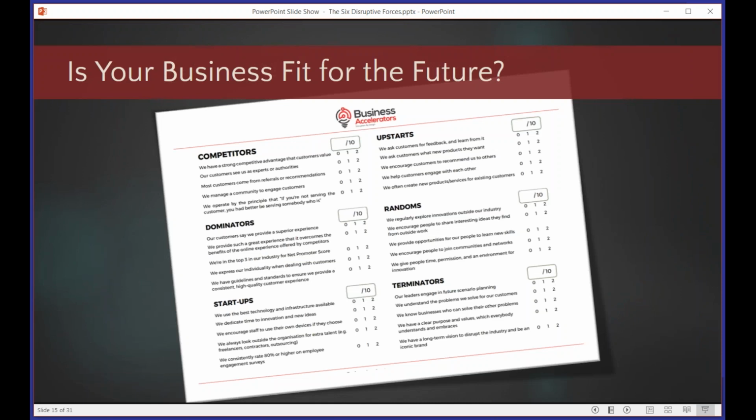So one of the things we do in Business Accelerators is we give people this survey at the start. Don't worry if you can't read it because we're not going to go through it in detail. But there's these 30 questions, 5 in each area. And you identify out of 10, how ready are you? How fit are you for being disrupted in that area?